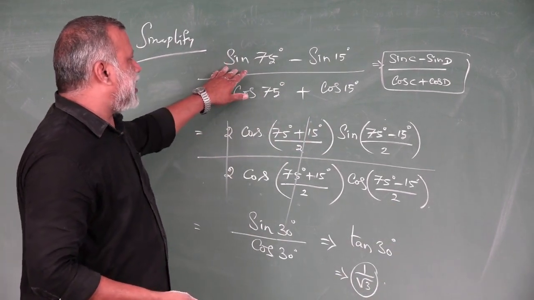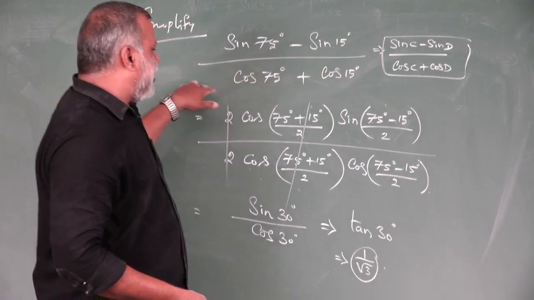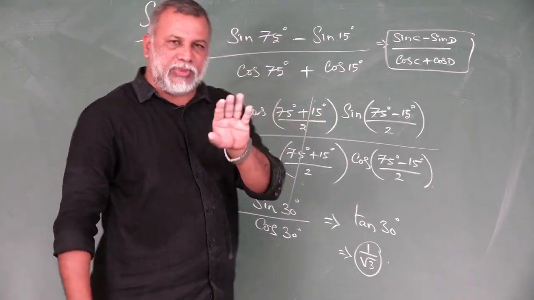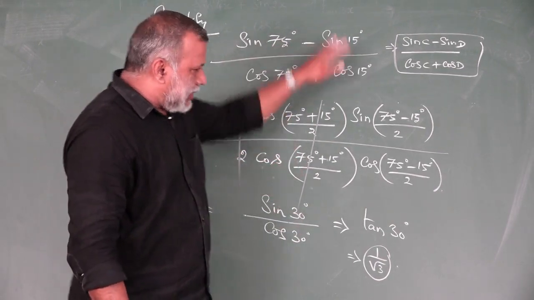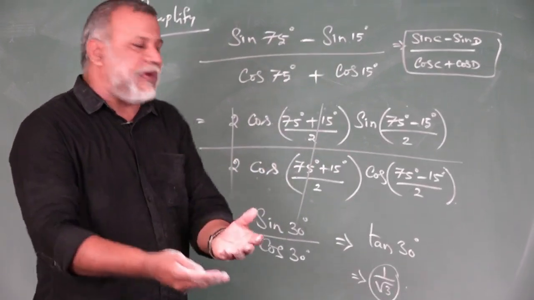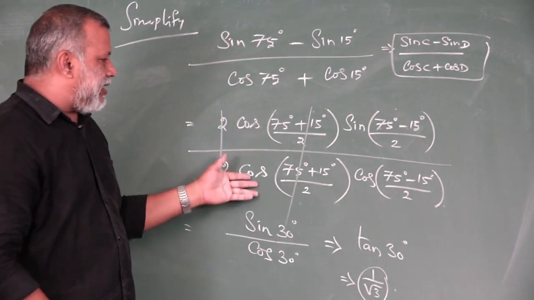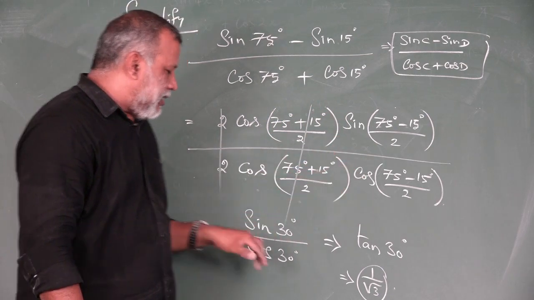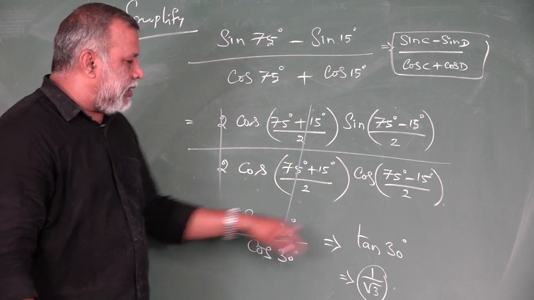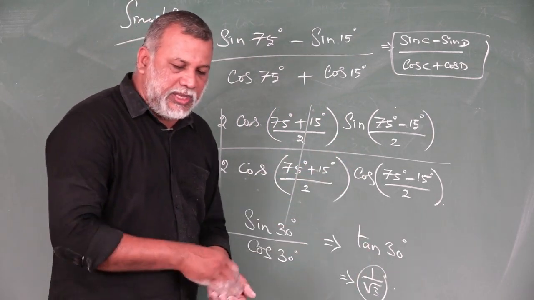Listen once again: sin C minus sin D divided by cos C plus cos D. That is your application. Substitute the data, then simplify. Relate the corresponding formulas. See, the 2 in the numerator and denominator will be eliminated. The remaining is sin by cos. On simplification we get sin by cos, and tan 30 is 1 by root 3.